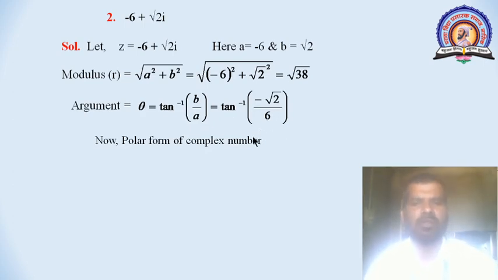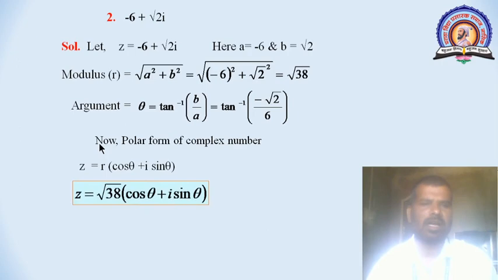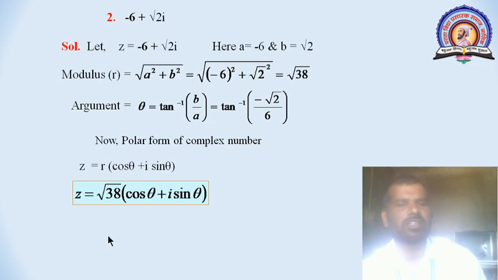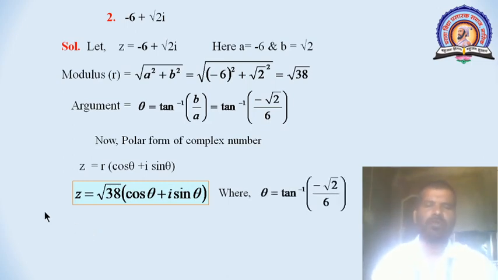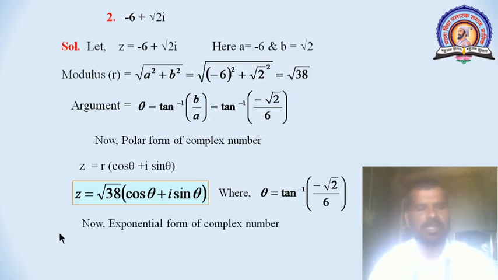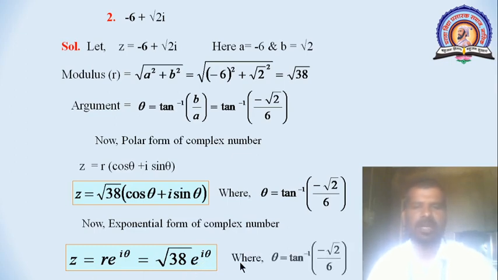And therefore, the polar form of the complex number is z equals r cos theta plus i sin theta. So z equals under root of 38 cos theta plus i sin theta, where theta is equal to tan inverse of minus root 2 upon 6. Now the exponential form of the complex number is z equals r e raised to i theta. So r is root 38, so we will get z equals root 38 e raised to i theta, where theta is tan inverse of minus root 2 upon 6.